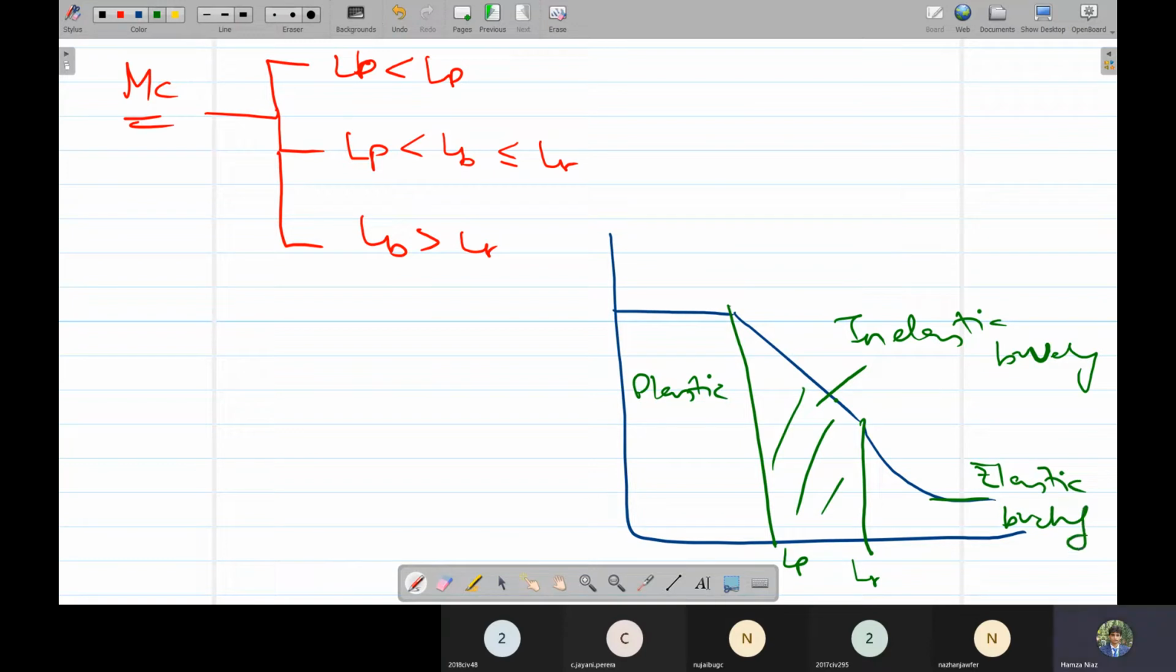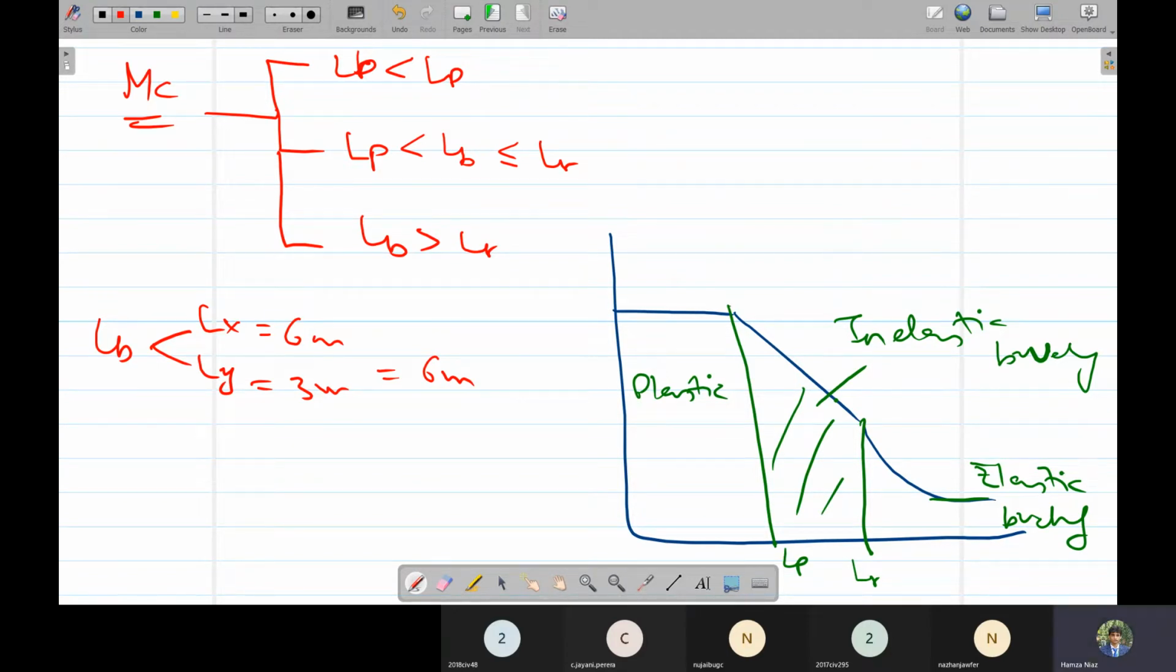So first, we have to check our LB. LB is the greater one of LX and LY. We have LX 6 meters, LY 3 meters, so LB would be 6 meters, the greater one of LX and LY. Our unbraced length is 6 meters.